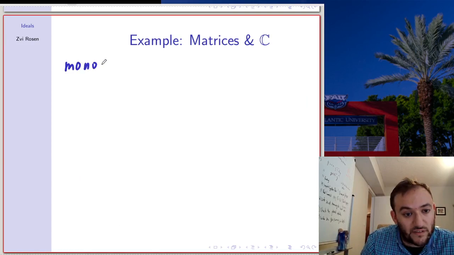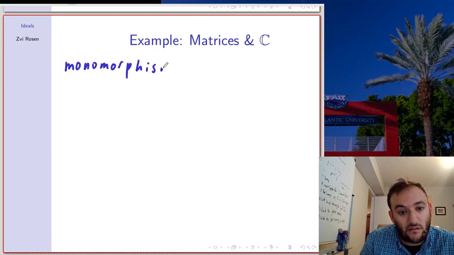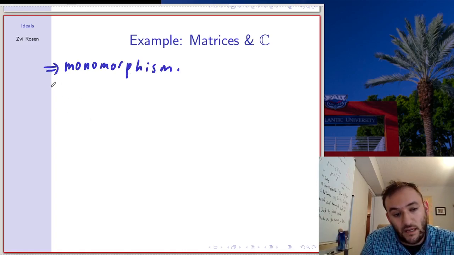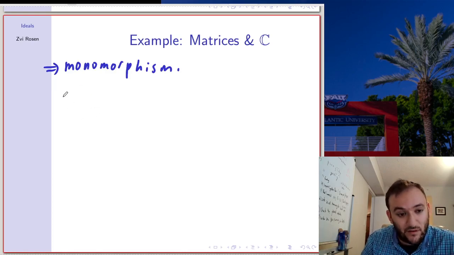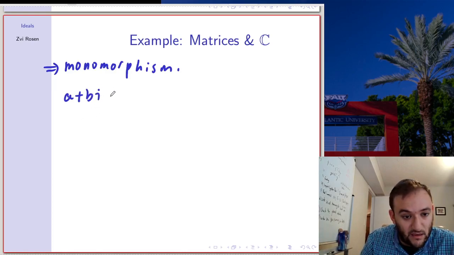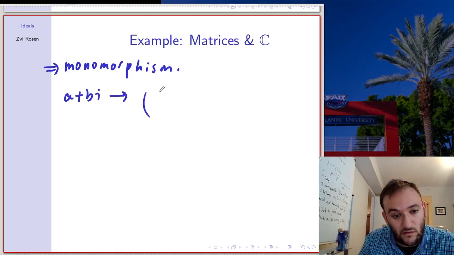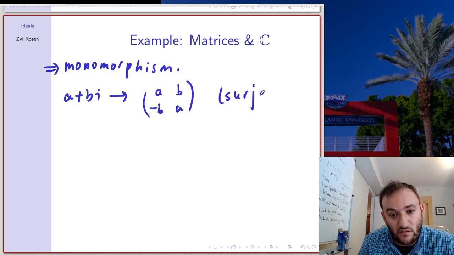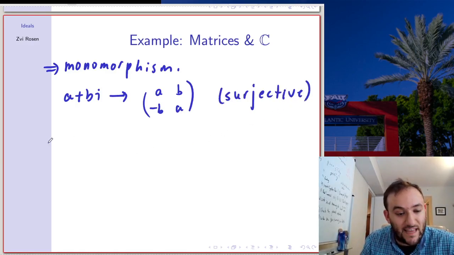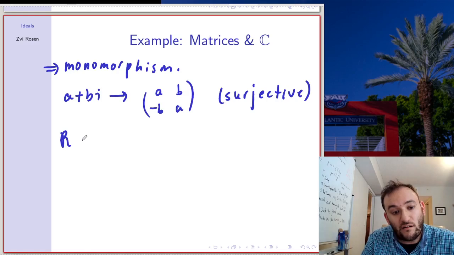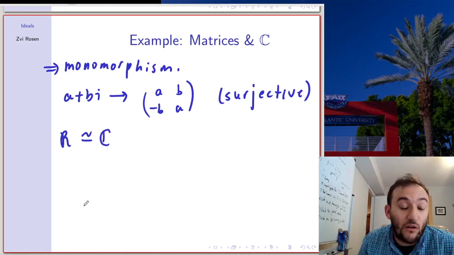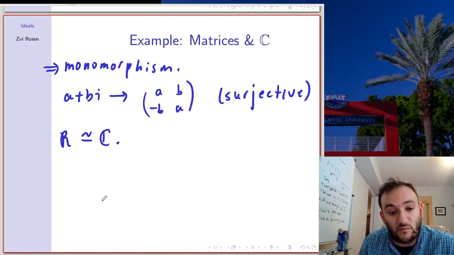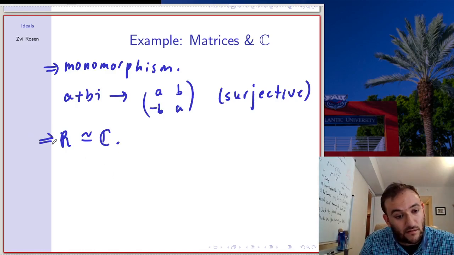This is a monomorphism, meaning it's injective. As for surjectivity, you can easily define an inverse map. Send A plus Bi to AB minus BA, so that gives us the inverse map. This tells me it's surjective, or an epimorphism. That means that this ring R is actually isomorphic as a ring, or I should say as a field, to the field of complex numbers. Okay.